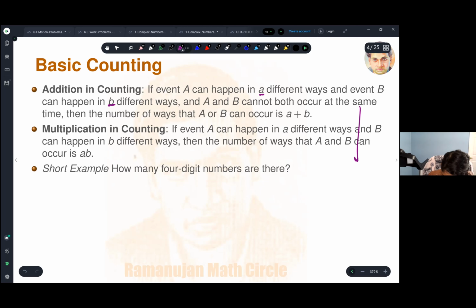For example, if we are picking blue or green, an item cannot be both blue and green. We're going to assume that's true, that there's no mix. It's either blue or green. So then you would add the combinations of blue and the combinations of green together.